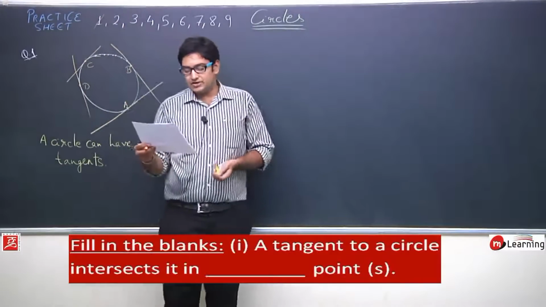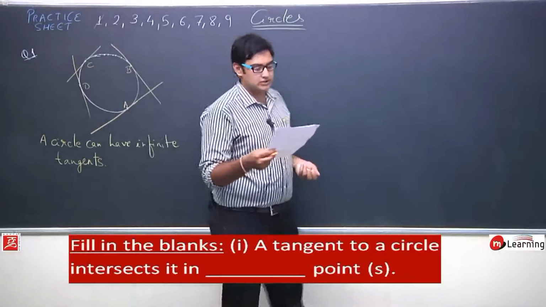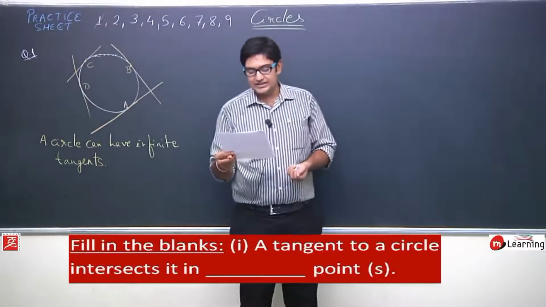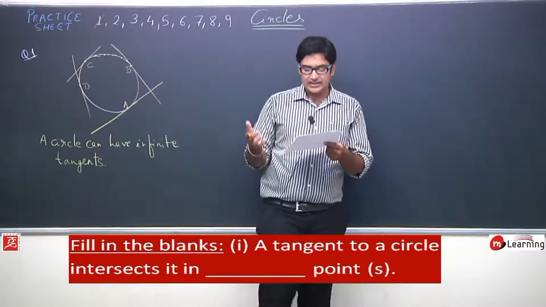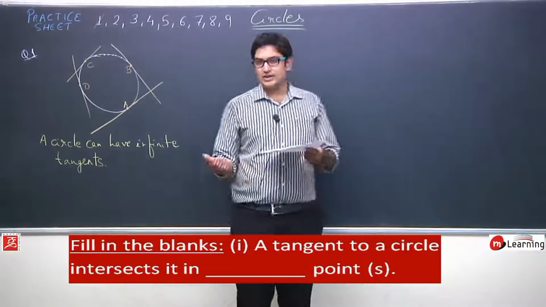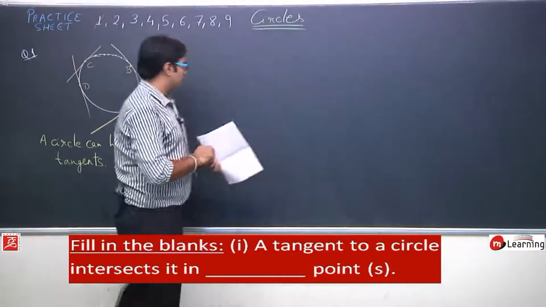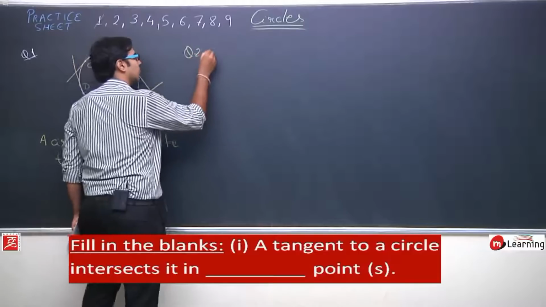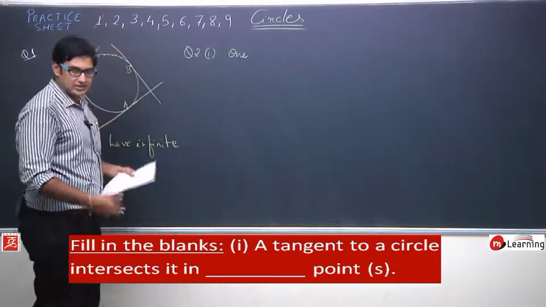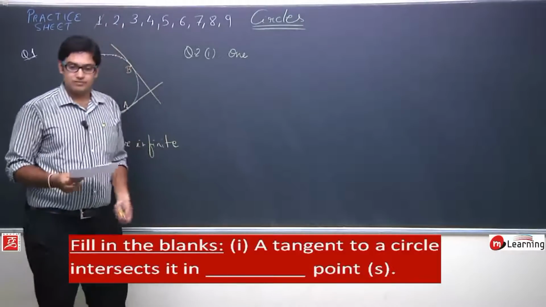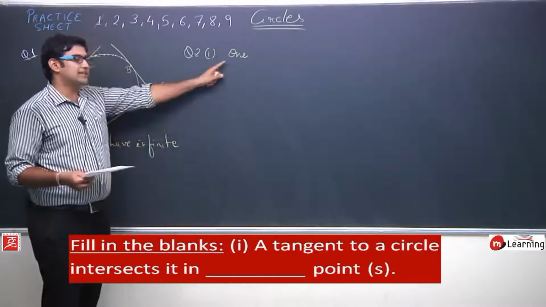Second question is fill in the blanks. The first subpart of this question is, a tangent to a circle intersects it in dash points. A tangent to a circle intersects it in how many points? A tangent can intersect a circle only at one point. Okay, so question number 2, first part. The answer for the first blank is 1. It means a tangent can touch a circle only at a single point.